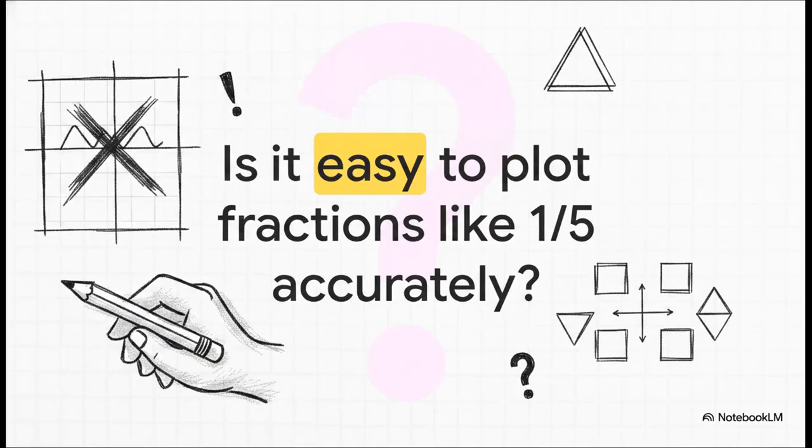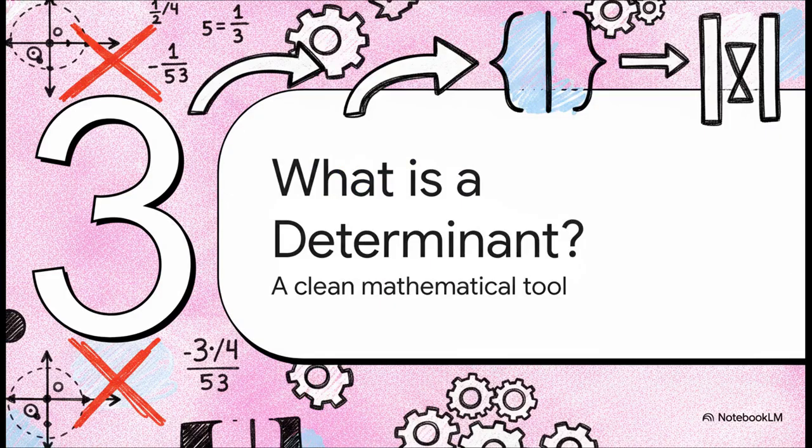Think about it for a moment. Trying to mark exactly 1/5 on a standard piece of graph paper. It's incredibly tedious. It leaves far too much room for human error. One tiny slip of your pencil and boom, your entire solution is rendered completely incorrect. Which perfectly leads us to Section 3.